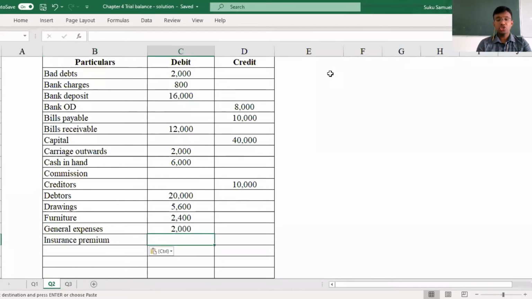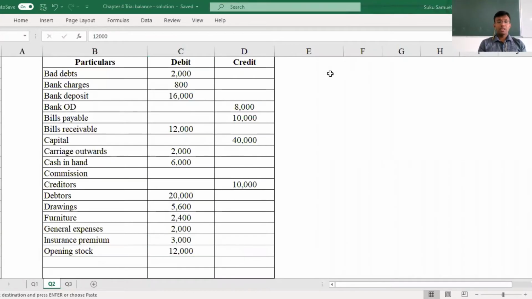Next, what we have is insurance premium. So insurance premium, what would that be for us? It is an expense for us. The insurance premium is basically the money that you're paying for taking an insurance. So that's definitely an expense for us, and that will fall on the debit side. Next, we have opening stock. Opening stock is again an asset. Assets will fall on the debit side.